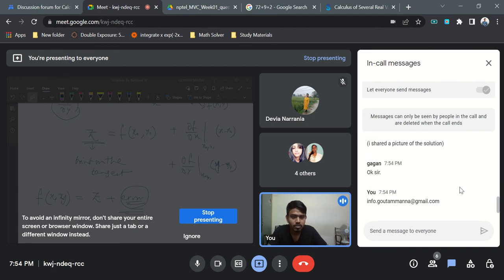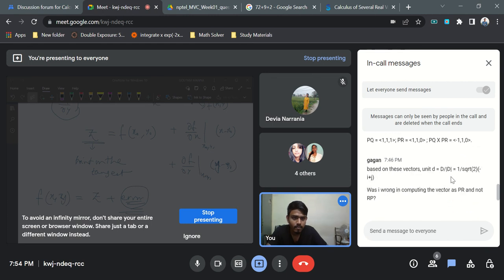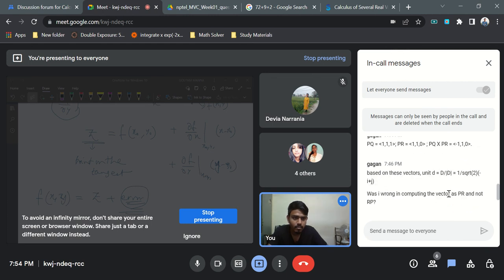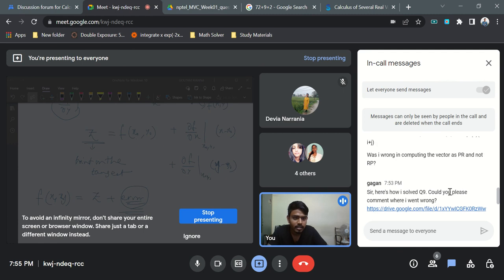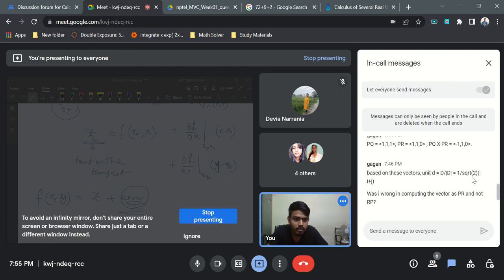Is there any other doubts? Okay, so Gagan is saying he got a minus sign.